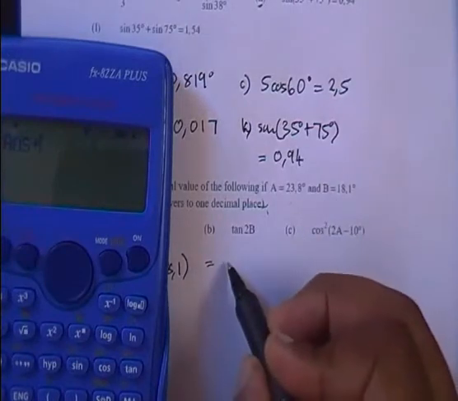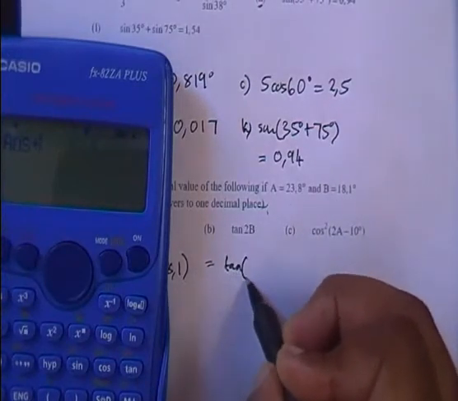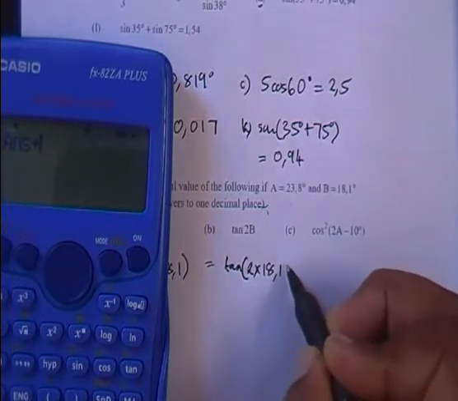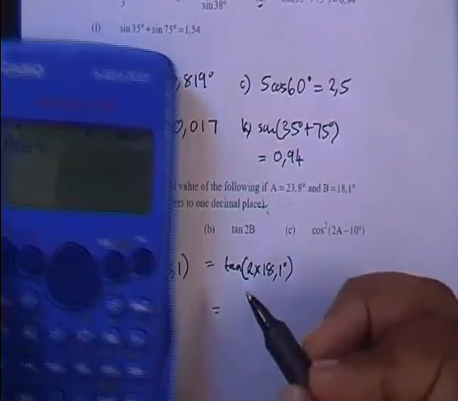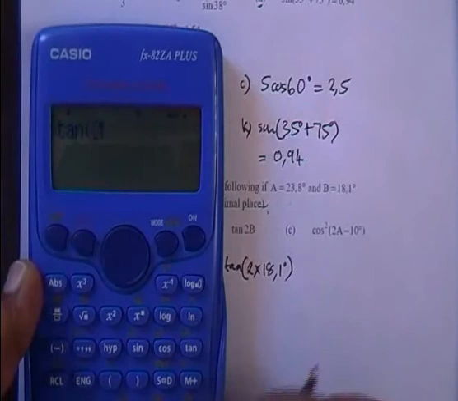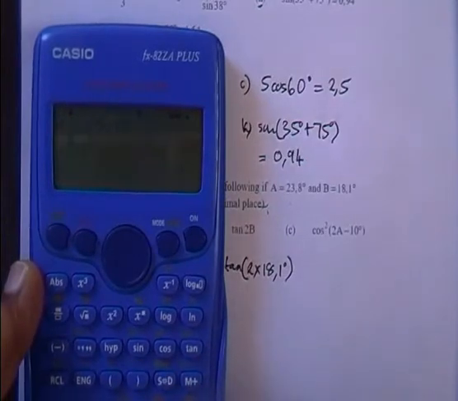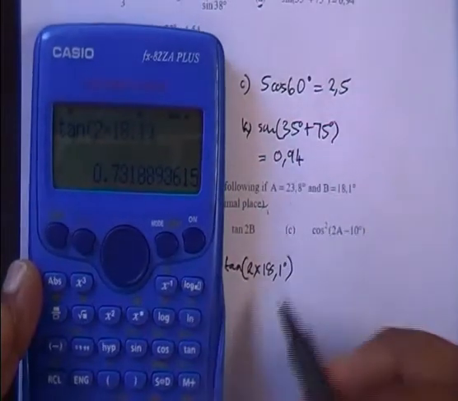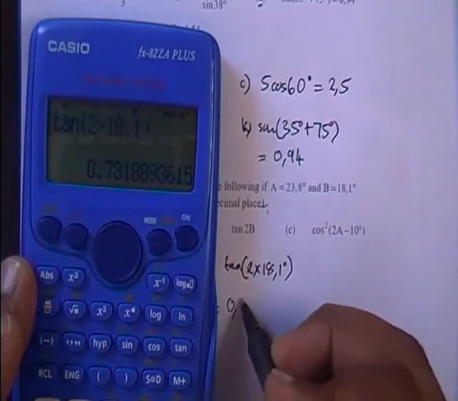Tan of B. Well, what is B? Well, B is 18,1, so this just becomes the tan of 2 times 18,1 degrees. So you're just going to take out your calculator. Tan, 2 times 18.1, close the bracket, 0.7318. Okay, so that rounds up, so it's 0,732.